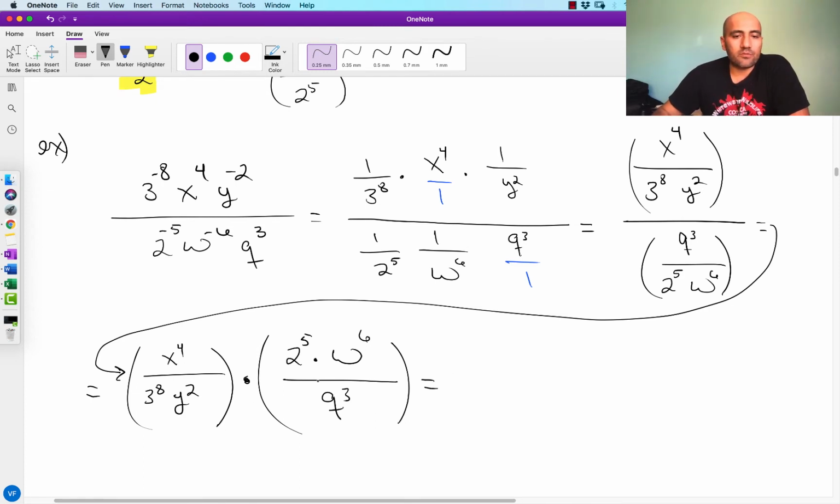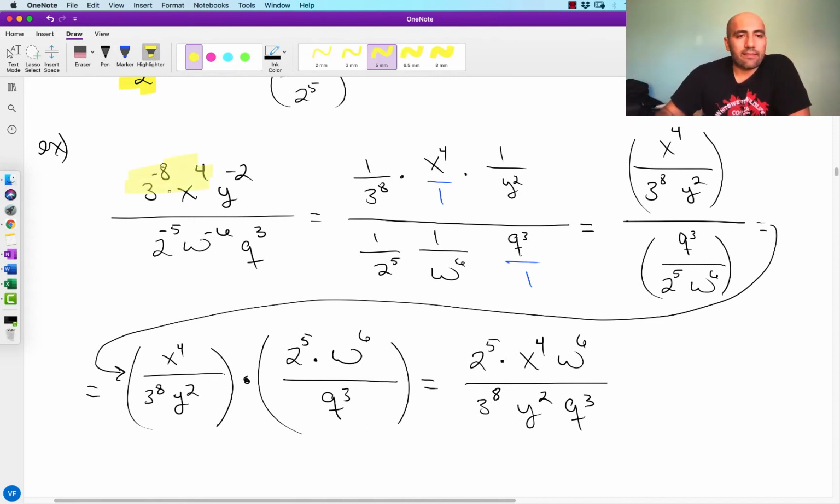Well, okay, now we just multiply across, so we'll end up with 2 to the 5th power times x to the 4th power, w to the 6th power, all over 3 to the 8th power, y to the 2nd power, and q to the 3rd power. Okay, so that's our final answer. What we want to do is look at the pattern, right? Again, think about where we started and where we ended. And this is the reason why it's true, so hopefully it makes sense.